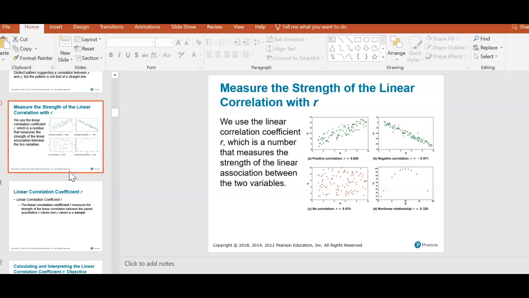So r values not only measure whether there is a correlation, but also the strength of that correlation. They can be positive, they can be negative. The closer to 0 that they are, the less strong the correlation is, and the closer to 1 or negative 1 that they are, the stronger that relationship is.